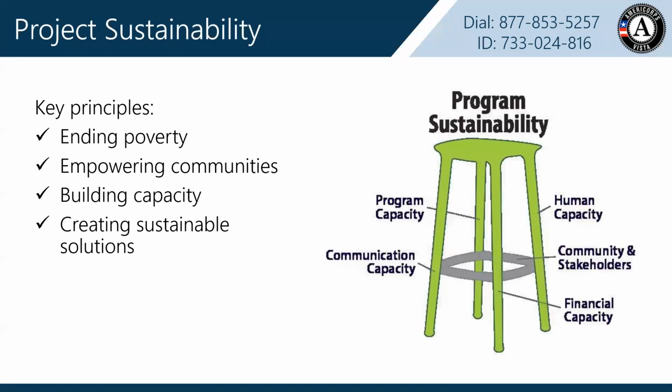Now, let's take a look on the right-hand side here. We will look at the legs of the stool, which take up program sustainability. These are the systems and the infrastructure that VISTAs work with in their projects. It's the capacity building part of the service. So you're going to see things like the communication capacity, which is the technology, program capacity, human capacity, financial capacity.